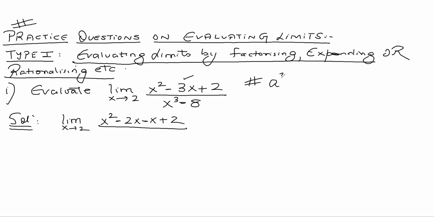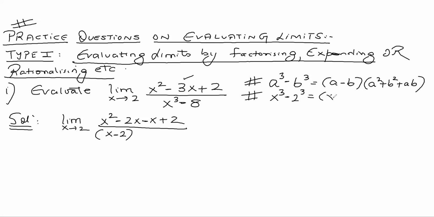You know the identity, a cube minus b cube is a minus b into a square plus b square plus ab. So if I apply this identity here, I can write this as x cube minus 2 cube. This is x minus 2 into x square plus 4 plus ab. ab is 2 into x. So x minus 2 into x square plus 2x plus 4.